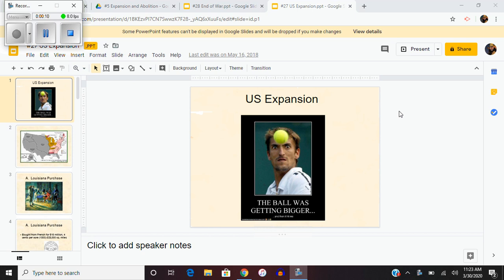But anyways, here's your next note set. It's actually going to be a combination of two: the bottom of the U.S. expansion set, and then halfway into the next one. That's just the way the note sets are in this section. We're going to talk about the War of 1812 today.